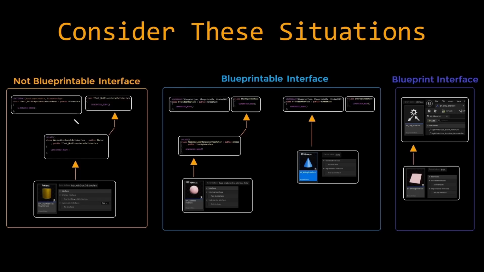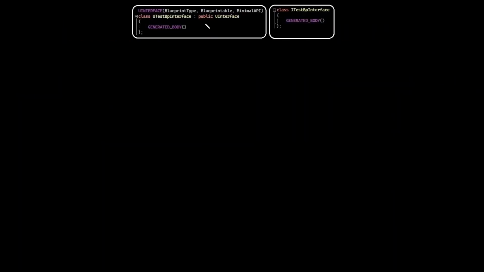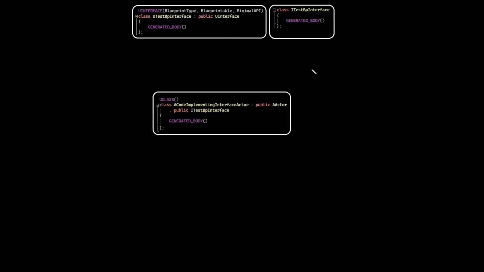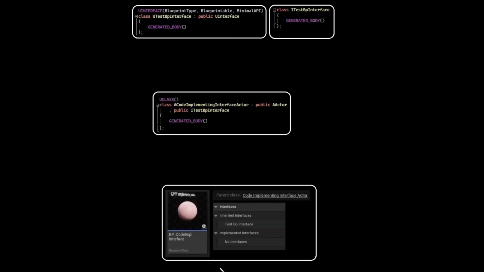And so let's consider these situations. We have the code-only ones, so the not Blueprintables. We have the either-or case, so the Blueprintable ones, code or Blueprint. And we have the Blueprint-only. So the first thing we do is we make our UType, then we have our IType. We'll also have a code actor type, and we'll have a Blueprint actor that is going to inherit from our code actor. The actor in the editor inherits from the actor we define in code. Now, this one inherits from the IType. So we think of the actor as inheriting from the IType of the two interface types.